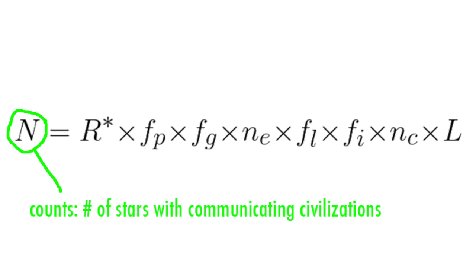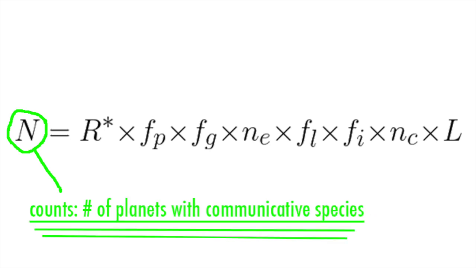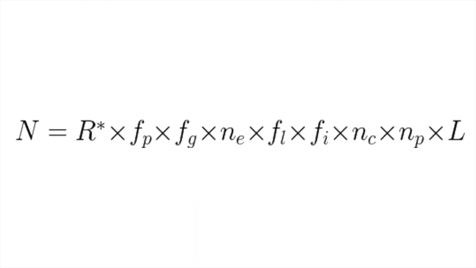These are subtly different, and it is quite important to define what we are counting for this variable, so we will count planets with communicative species, since each planet tends to function as its own civilization. In order to fulfill this definition, we will add yet another variable, n sub p, the average number of planets which a civilization inhabits. Okay, now we're done pulling it apart, right?